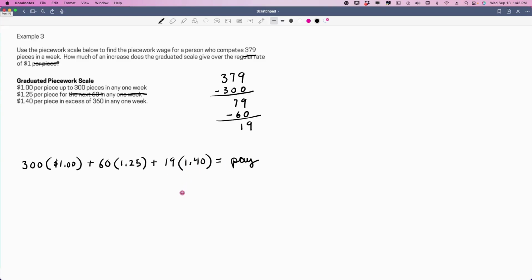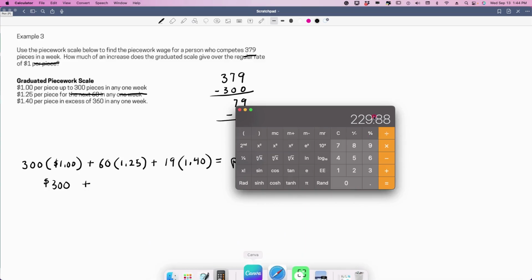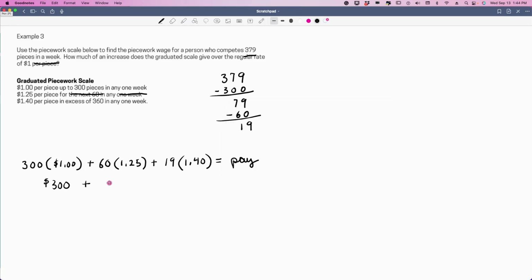So let's look at, we can do this one in our head, 300 times $1, we know that's $300. But this one we may need the calculator for. So let's look at that and pull that up. 60 times $1.25. That's going to be $75. So $75 for the second part.